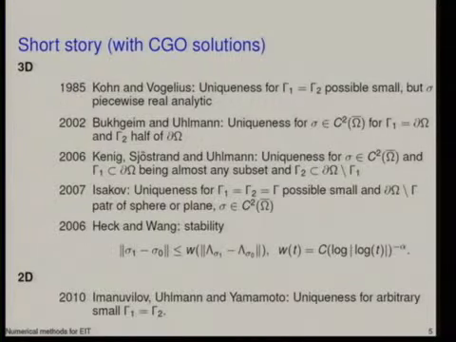Then there was a pretty nice paper by Bukhgeim and Uhlmann where they showed that if you take, say, gamma 1 to be essentially the entire boundary, and gamma 2 only half of the boundary, then that suffices for uniqueness. And let me just mention how that setup is done.